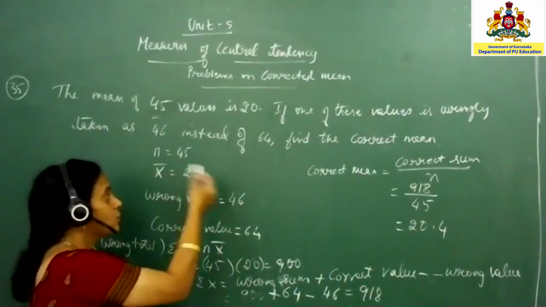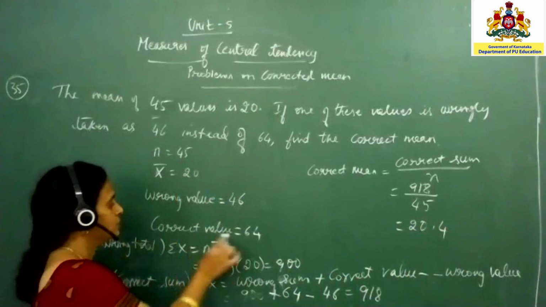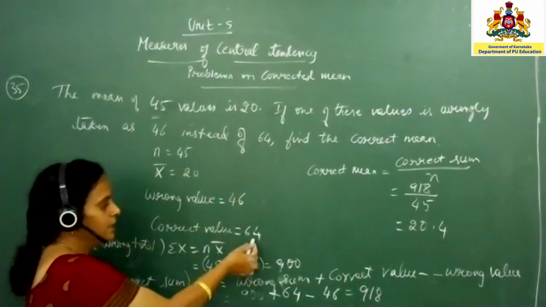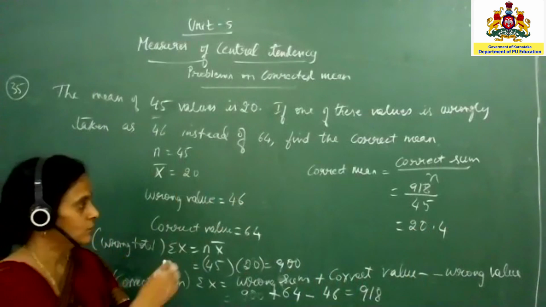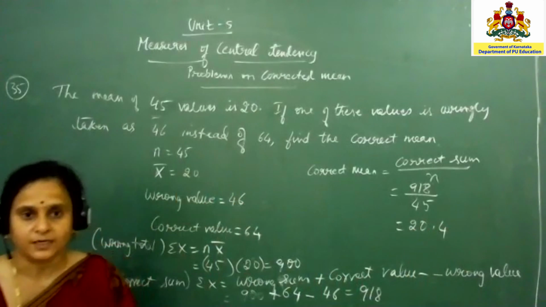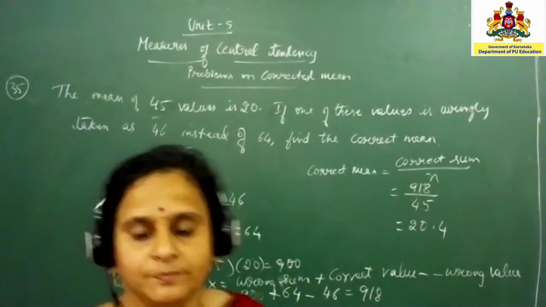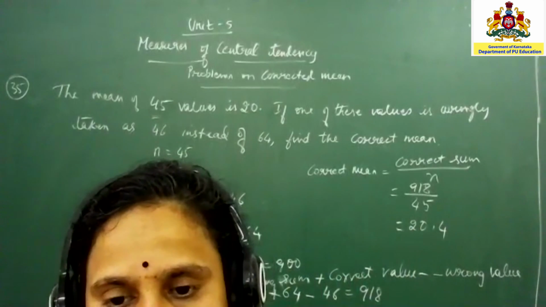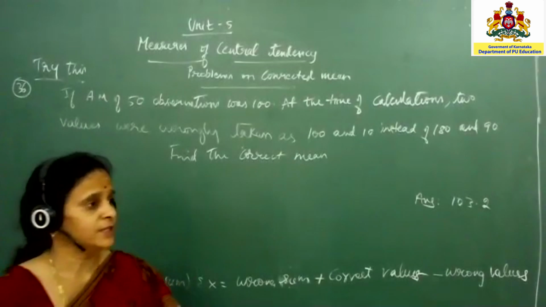And here the x bar what we had, 20, is the wrong one because we took the wrong entry here, 46 instead of the correct entry, 64. So this is the way we can change and get the correct one. This is the right one. So try this problem similarly.